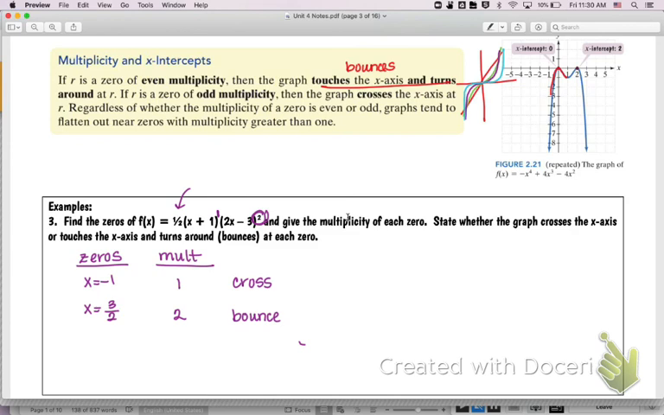Now, we don't know what the graph looks like necessarily. We could figure out the end behavior. It's going to be positive and odd. So it's going to do something like this. I have -1 and I have 3/2. My end behavior is going to be down on one side, up on the other. I don't know exactly what this graph looks like, but I do know now that at this 0, it's going to cross, and at this 0, it's going to bounce. So it has to touch it and turn around. That's what multiplicity tells us about the graph, okay?